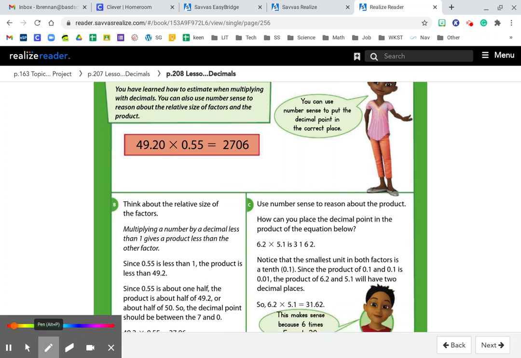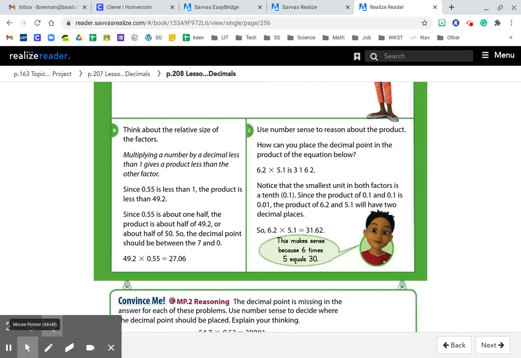0.49.20 is near the whole number 50, and 0.55 is a half. So what's half of 50? 25. So it lets me guess that the decimal is probably after the 27 there. So you're thinking about the size of the factors and using some estimation strategies. And that's what they did in the problem here.